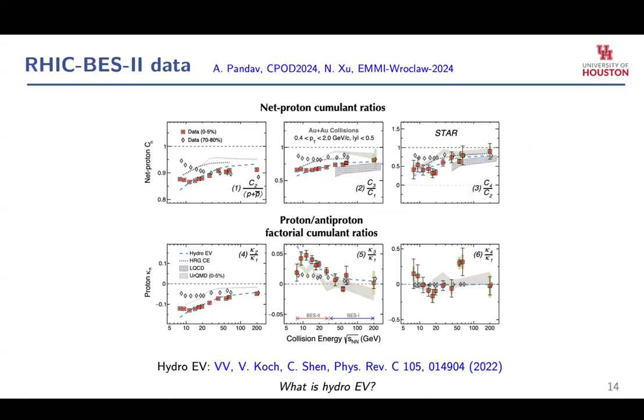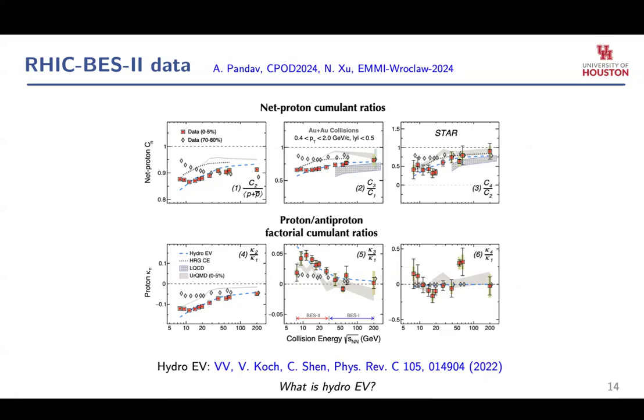So these are the data from BES-II for second, third, and fourth order cumulants. These are net proton cumulant ratios. These are also factorial cumulants of protons and antiprotons. And what you can see here are some structures, which I will get to in a moment.